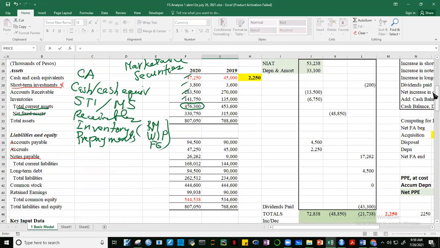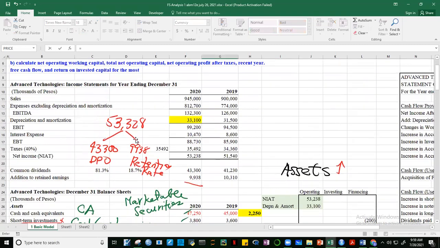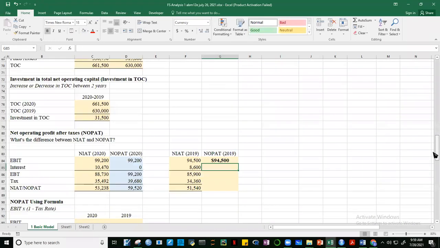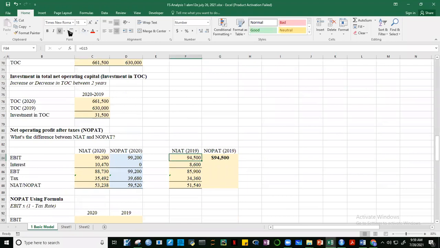2019. So EBIT natin for 2019, 94,500. Okay, ba't naging ganyan yung format niya? Format painter. Yan. Interest, 0 din. So this would be equal to, pareho lang naman yan. Okay, pwede natin i-copy to.